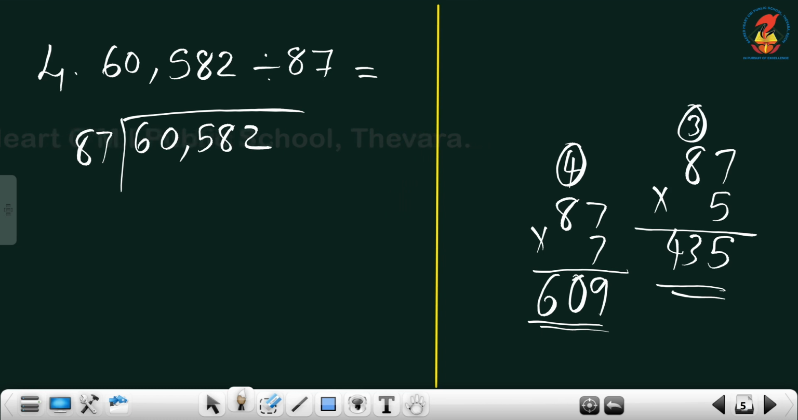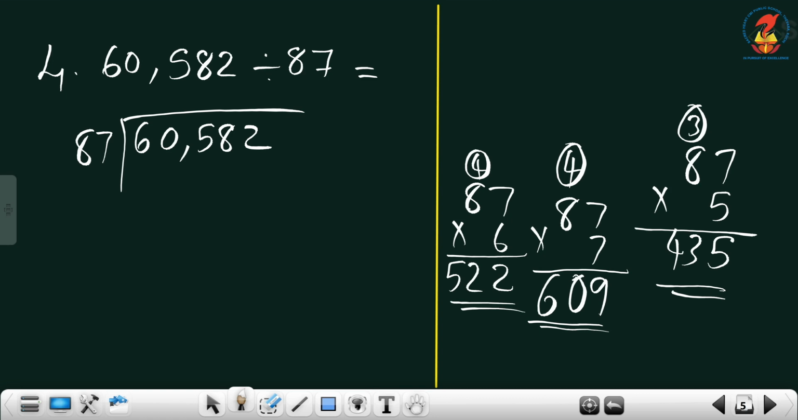So I need to consider what? 87 into 6. 87 into 6 I need to check. 6 7s are 42, 4. 8 6s are 48, 48 plus 4 is 52. 6 7s are 42, 2, and the 4 is carry over. Then 8 6s are 48 plus 4 is 52. Which number did I get? 522. So 87 into 6 is 522, 87 into 5 is 435, 87 into 7 is 609.